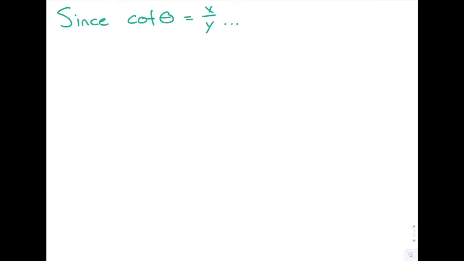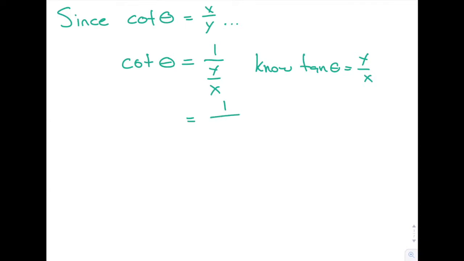So since cotangent theta equals x over y, we can write this equivalently as 1 over y over x. And this looks familiar, so we know that tangent theta equals y over x. So we can say that cotangent theta equals 1 over tangent theta. So this works, this checks out for the trigonometric identities of angles, as opposed to the trigonometric identities of real numbers t, which is what we looked at in the unit circle definition.